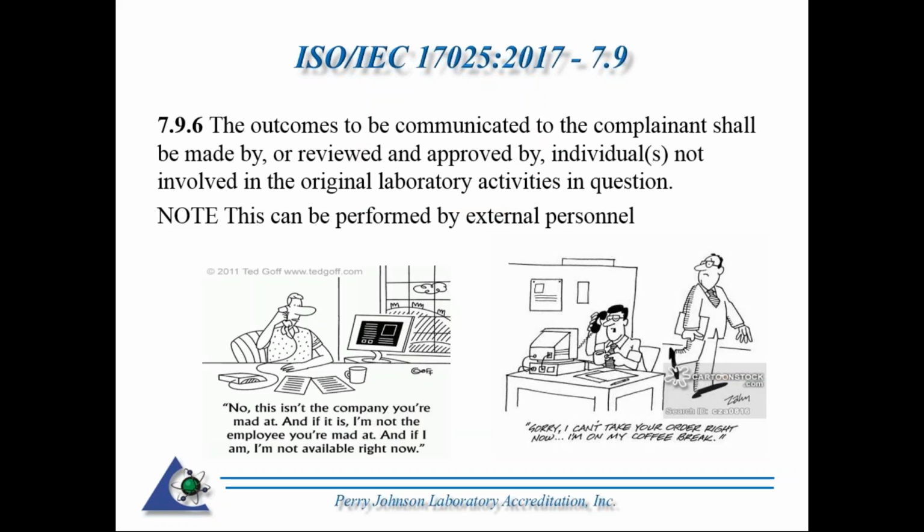Which brings us to an interesting clause here, 796. And I'm going to read this slowly because I've read through it a couple times myself, and there's a couple ways this can be interpreted. The outcome to be communicated to the complainant shall be made, comma, or, hence we have a choice there, or reviewed and approved by individuals not involved in the original laboratory's activities in question.